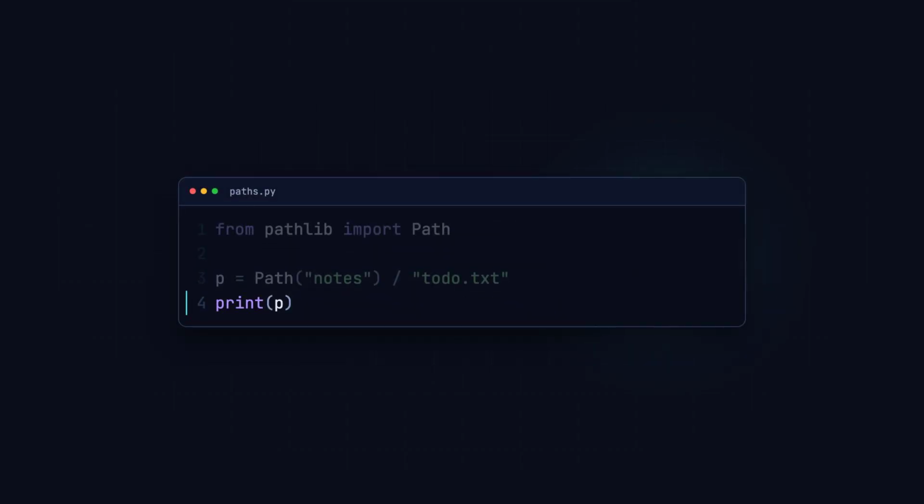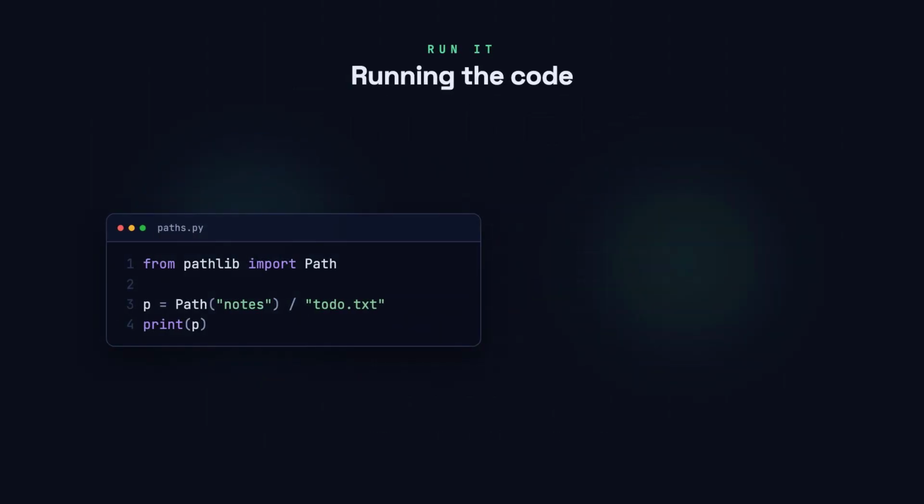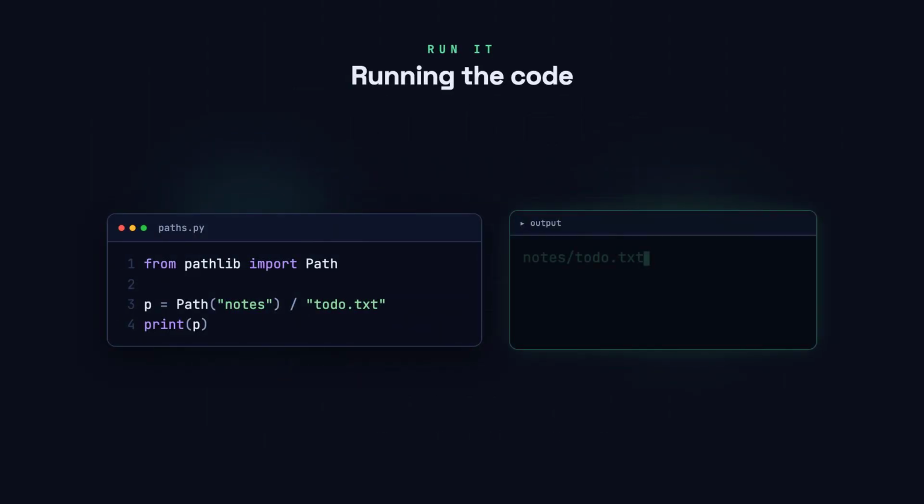Printing the path object shows you the joined path as a string. On Windows, it would use backslashes automatically, so your code stays the same on every platform. When we run it, Python prints notes/todo.txt. The / operator did the joining for us, with no messy string gluing required.